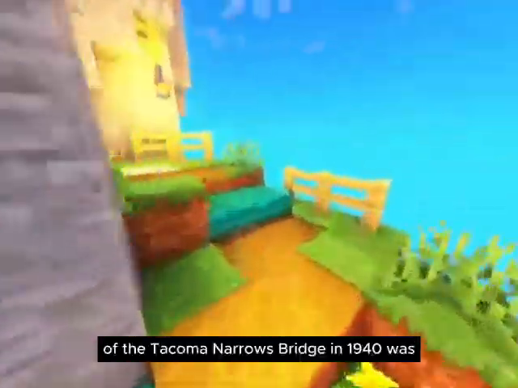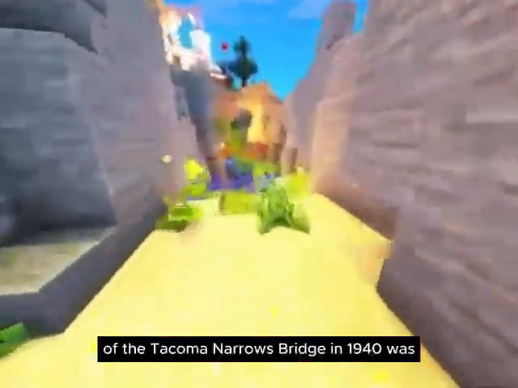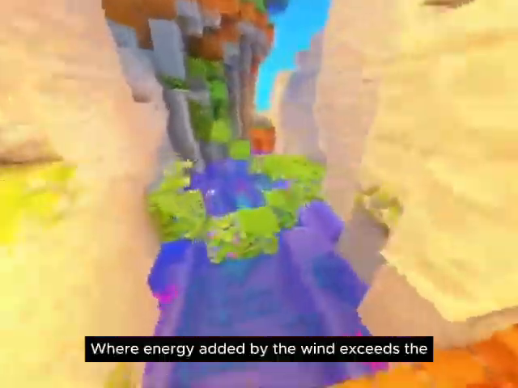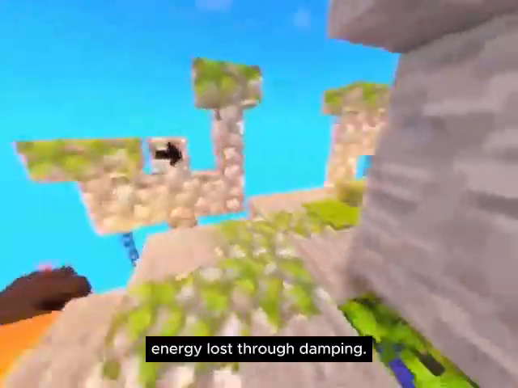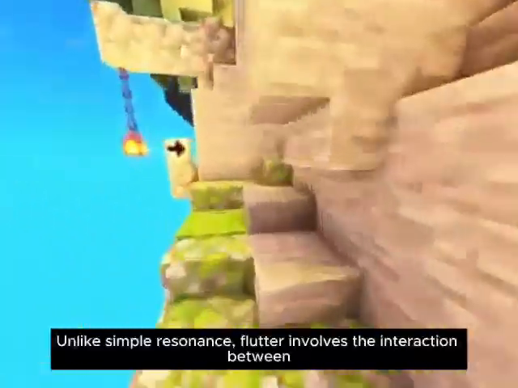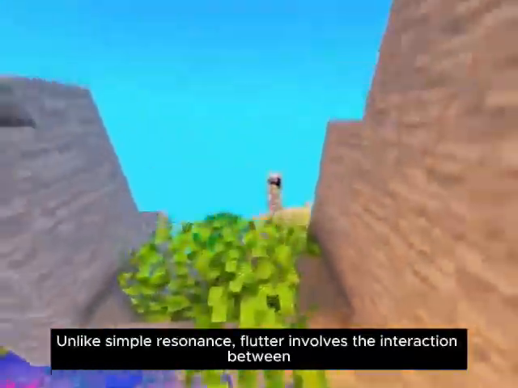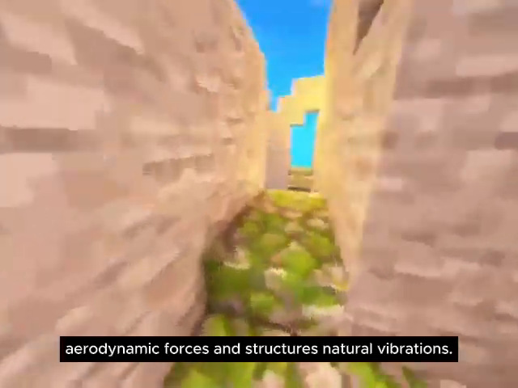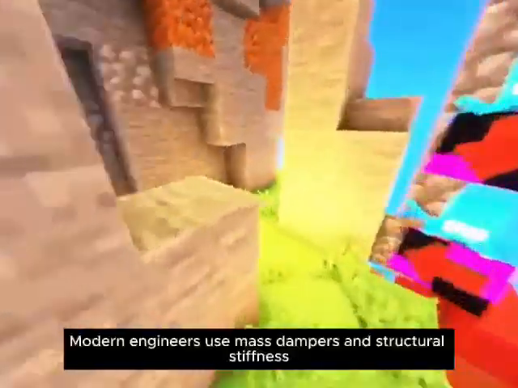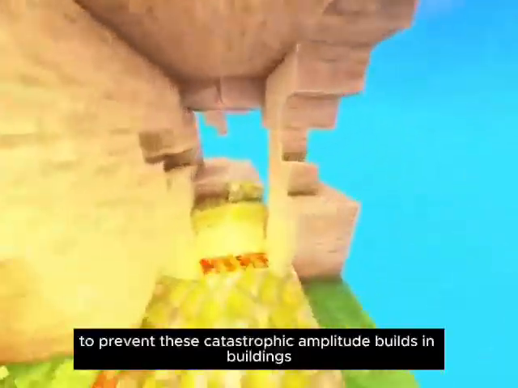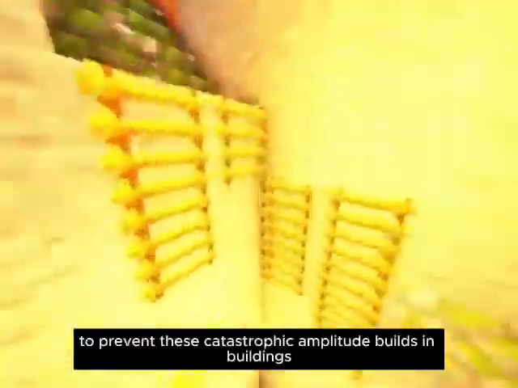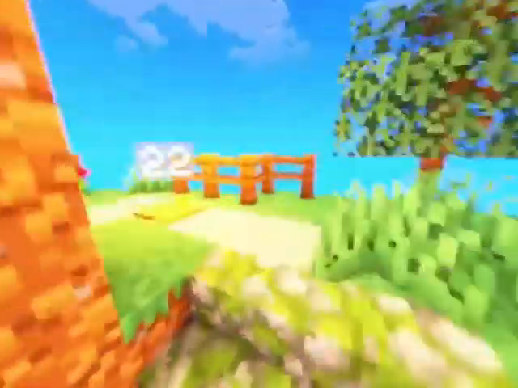The collapse of the Tacoma Narrows Bridge in 1940 was caused by aeroelastic flutter, where energy added by the wind exceeds the energy lost through damping. Unlike simple resonance, flutter involves the interaction between aerodynamic forces and a structure's natural vibrations. Modern engineers use mass dampers and structural stiffness to prevent these catastrophic amplitude builds in buildings and bridges.